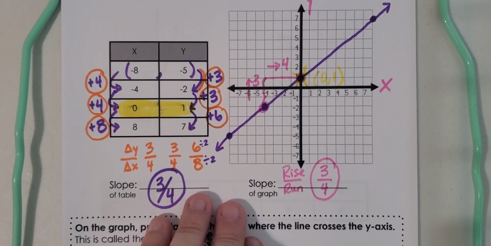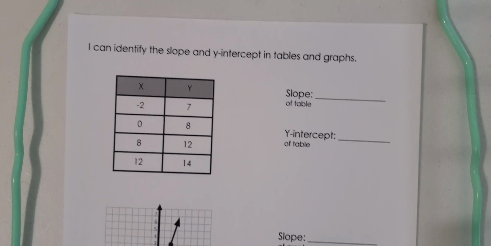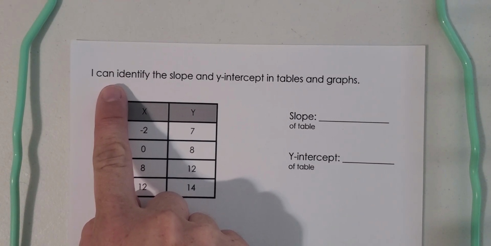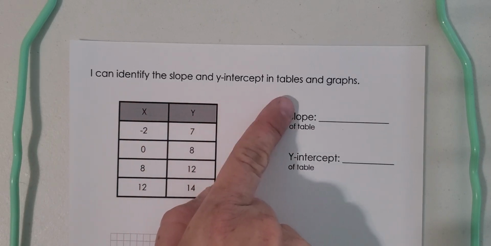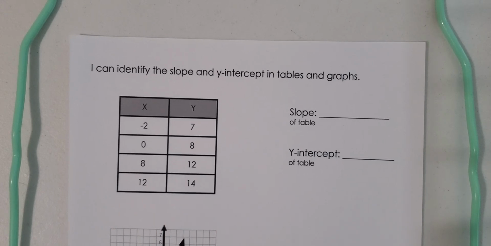So if you turn your paper over, on the next page we're going to be practicing finding the slope and finding the y-intercept. The goal that we're trying to reach is: I can identify the slope and the y-intercept in tables and graphs. So we're going to go ahead and find the slope of this table.